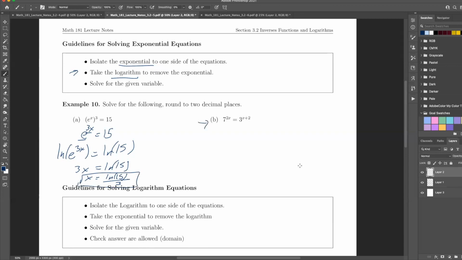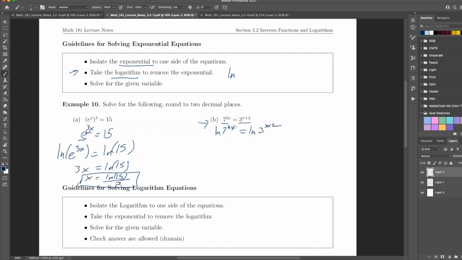Now, if it's a little more complicated and you don't have the same base, notice here I have a different base on this side and a different base on this side, you can still solve it. You can't get the expression on one side, but you can still take the log of both sides. If I'm taking a random log of both sides, I always take ln just because it's the least amount of characters to write. That's the only reason. So if I do that, I'm going to have ln of 7 to the 2x equals ln of 3 to the x plus 2.